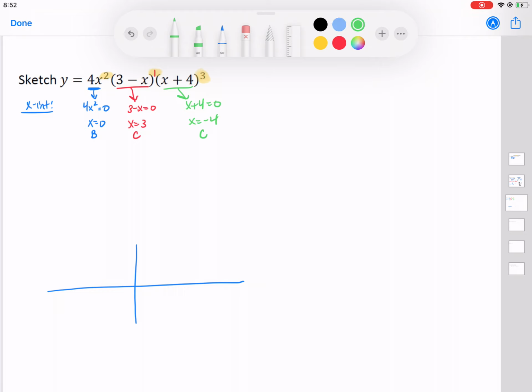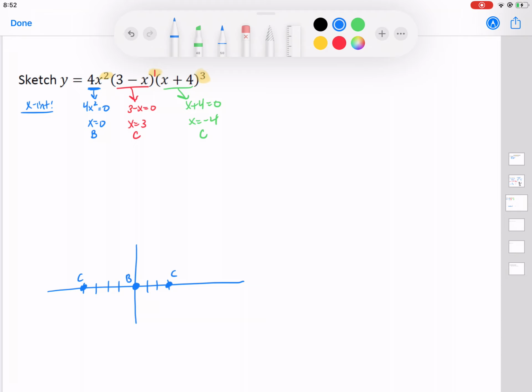So I'll go ahead and plot all those. We've got 0 is a little bounce. Negative 4 is a cross. And 3 is also a cross.